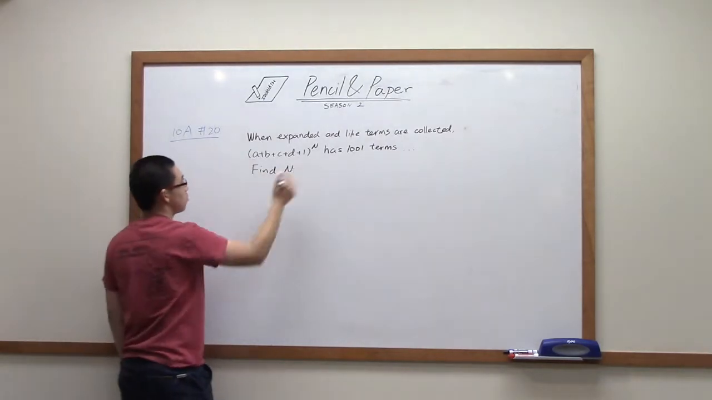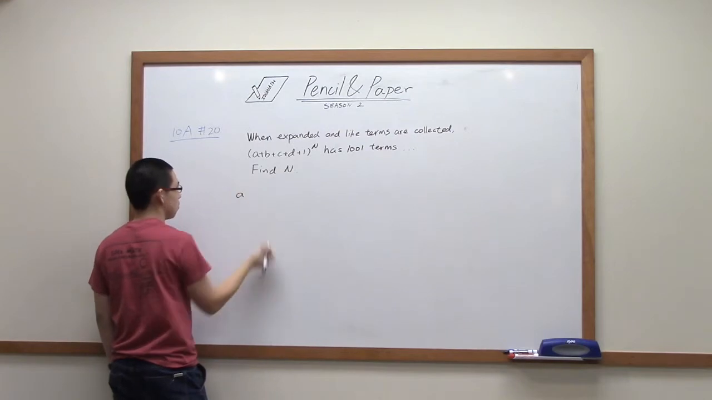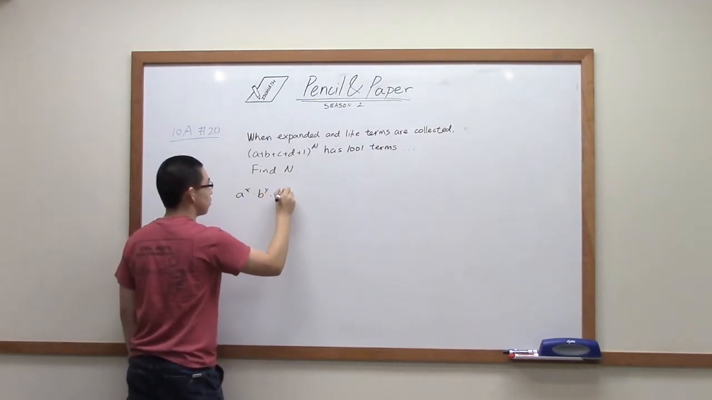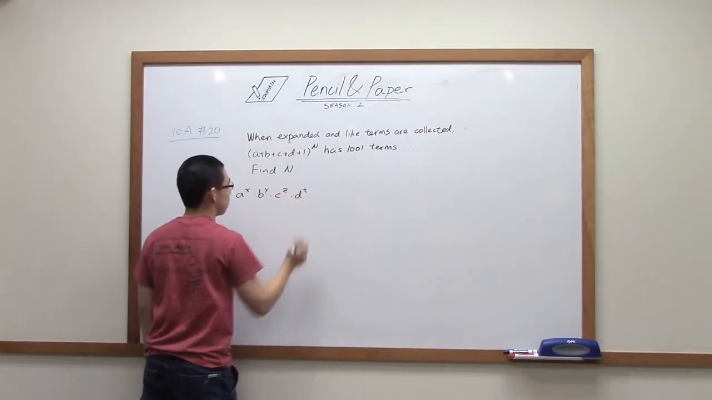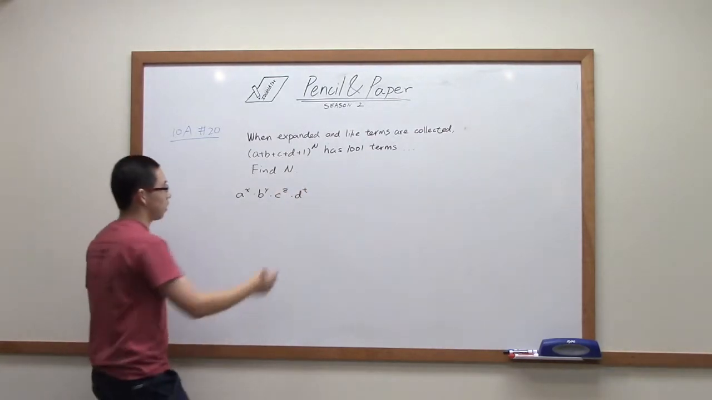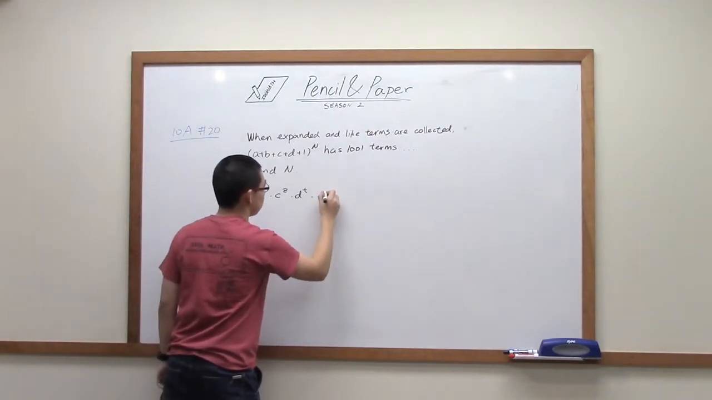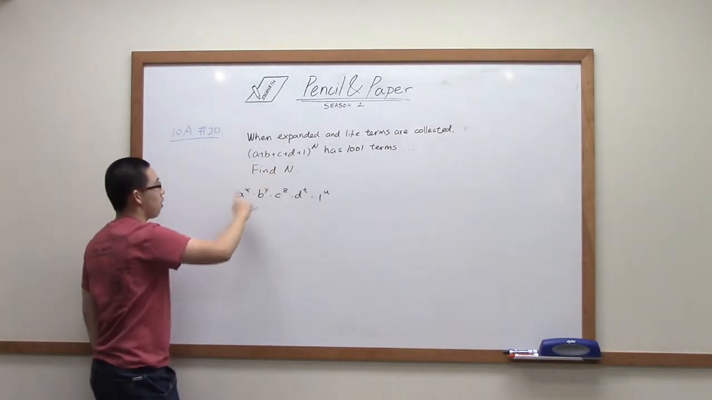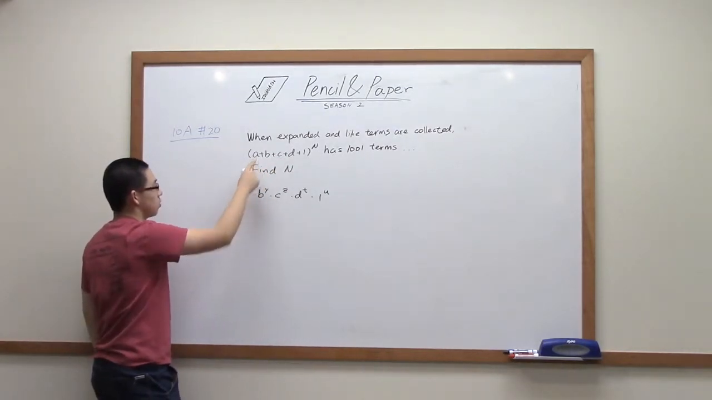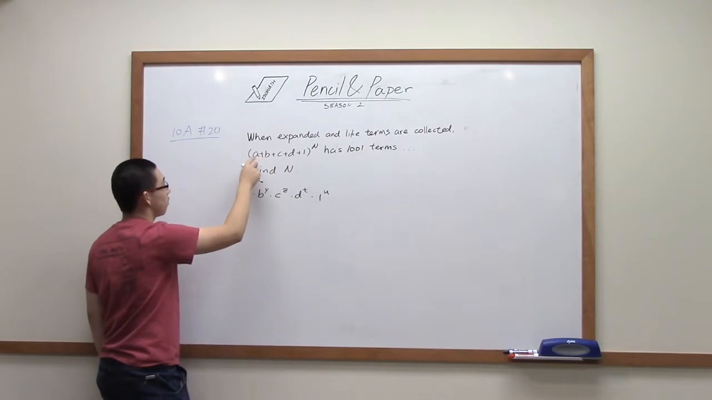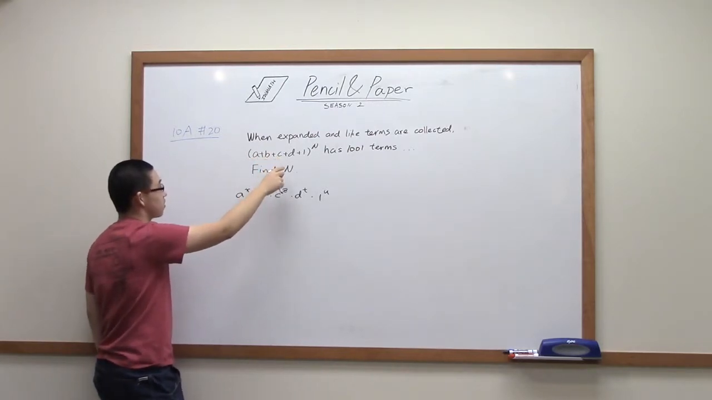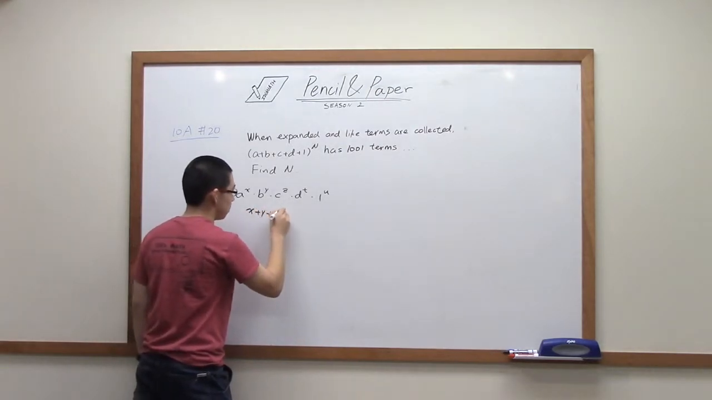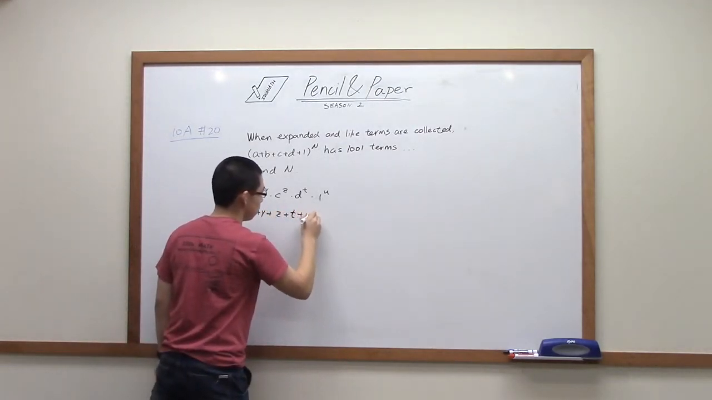So we know that each term should have the form a to the x times b to the y times c to the z times d to the t times 1 to the u. Each term comes from choosing a certain number of a's, b's, c's, d's, and 1's. So these 5 numbers satisfy x plus y plus z plus t plus u equals n.